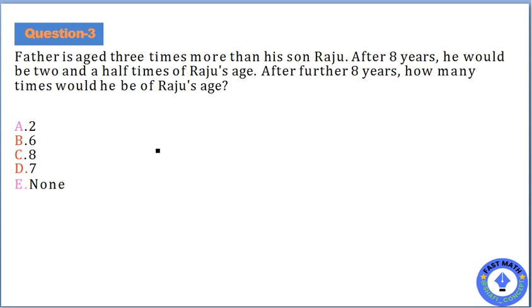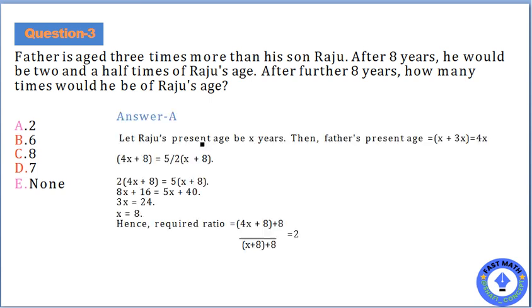Father is aged 3 times more than his son Raju. After 8 years, he would be 2.5 times Raju's age. After a further 8 years, how many times would he be of Raju's age? In this scenario, there is a father and Raju. Both age relations have been given.